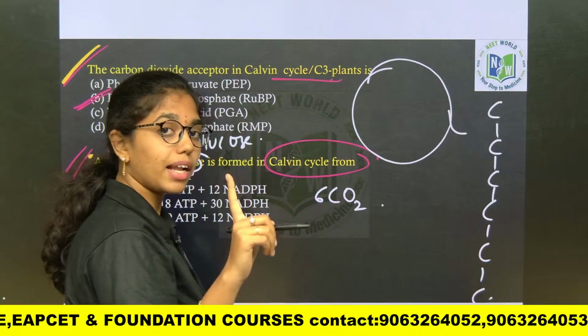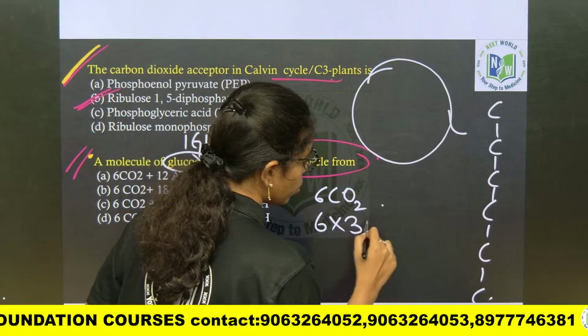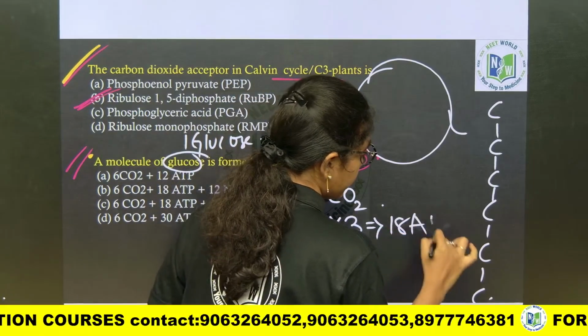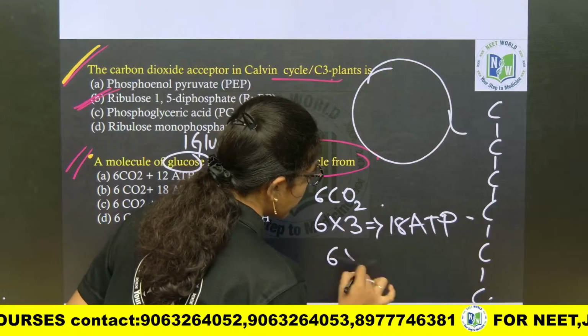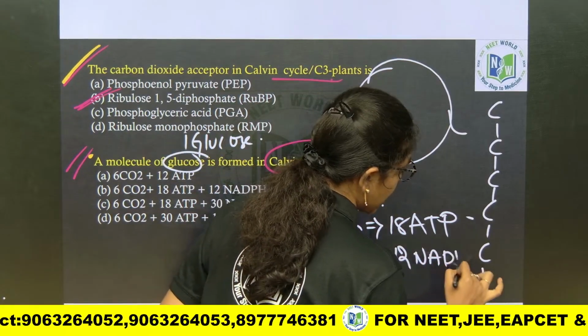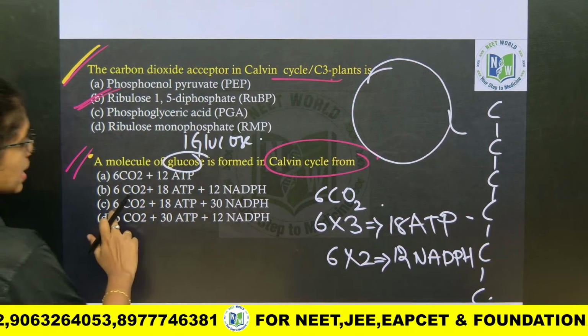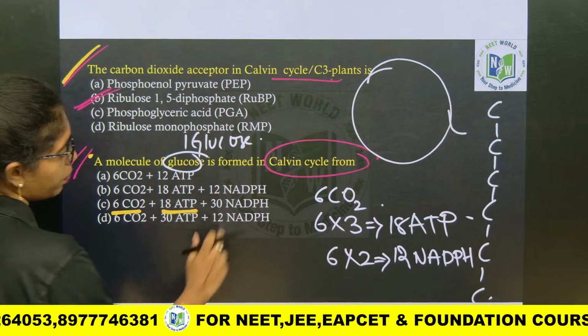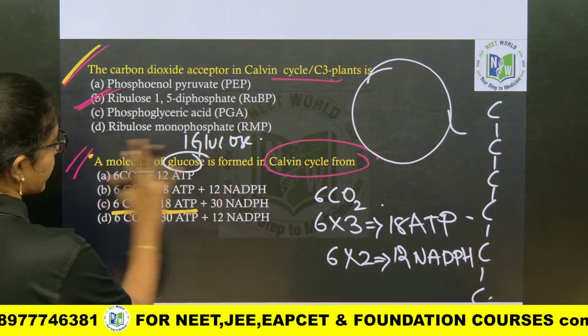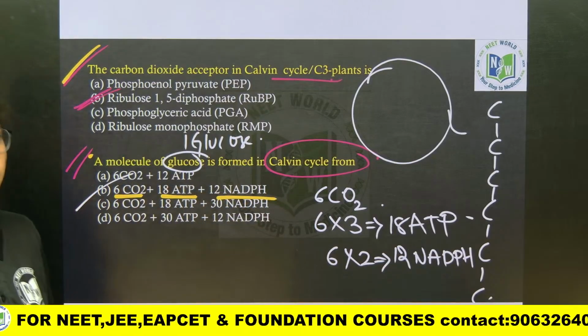For 1 carbon dioxide it is 3 ATP. So, for 6 carbon dioxide, 6 into 3 it is 18 ATP, and 6 into 2 that will be 12 NADPH. Clear? Now look into the options properly. 6 carbon dioxide, 18 ATP and 12 NADPH. This goes correct. Okay. So, option B is the correct answer.